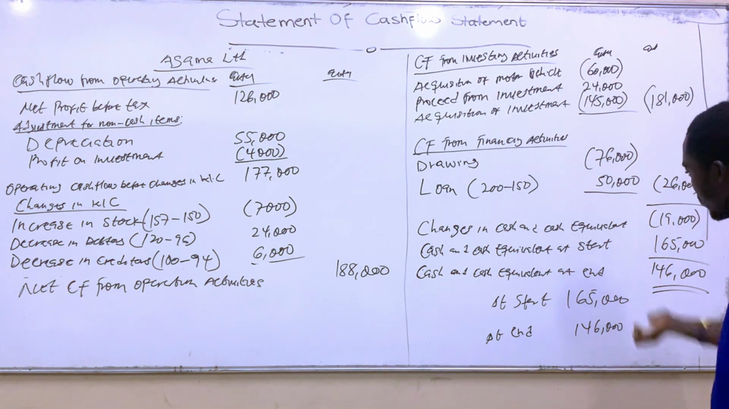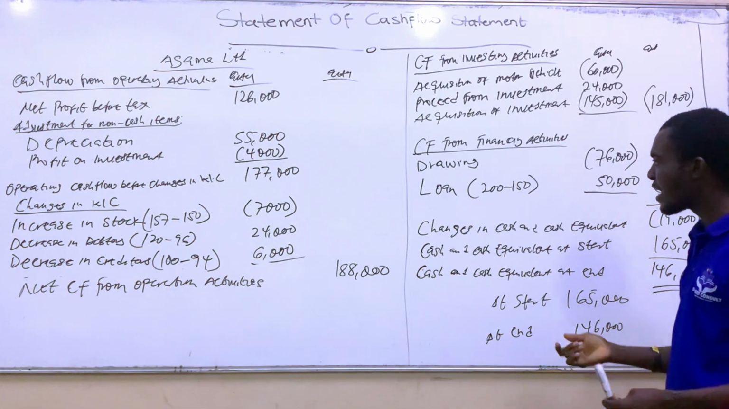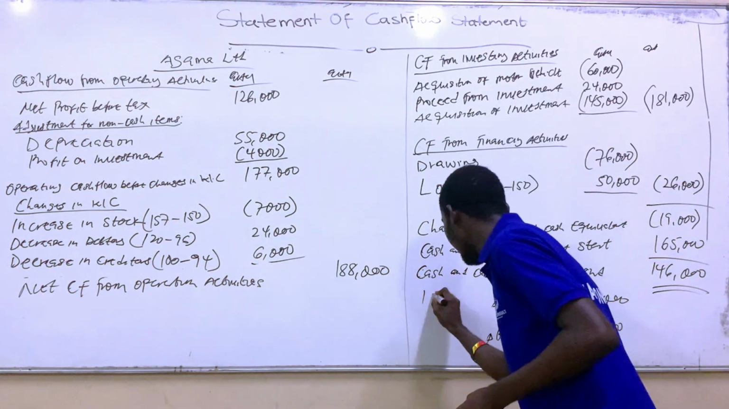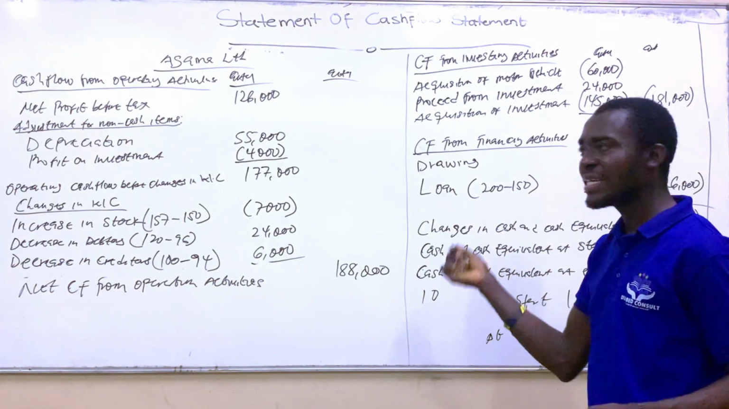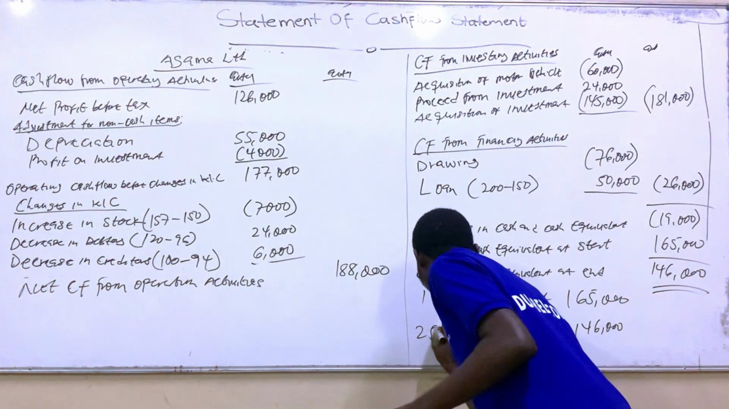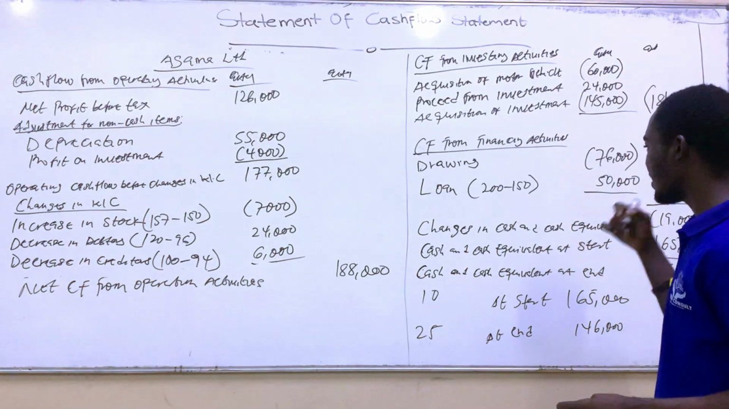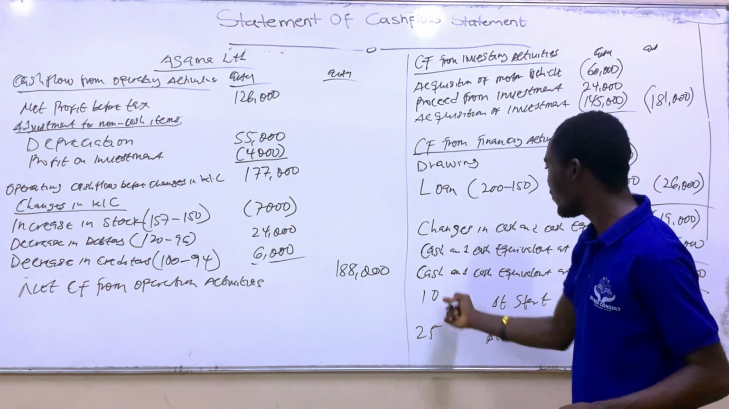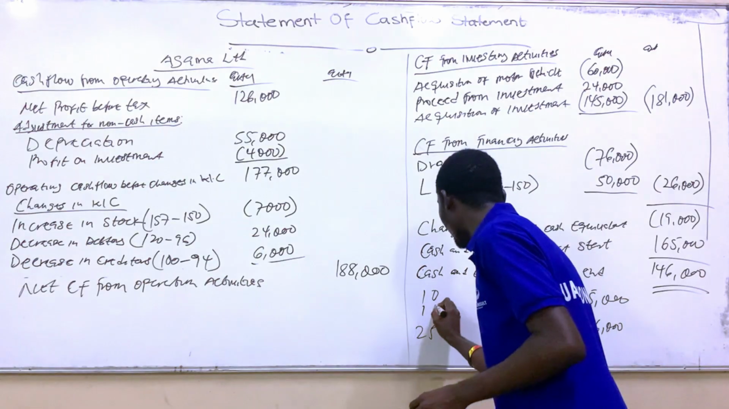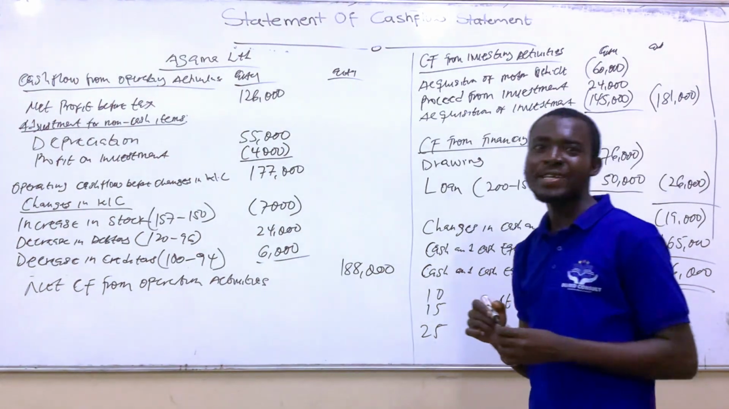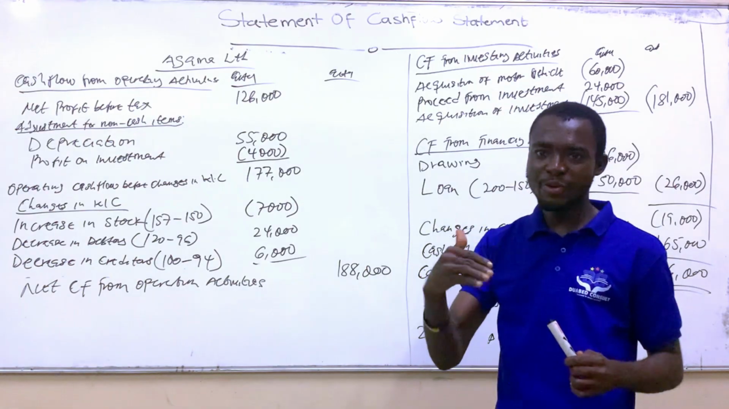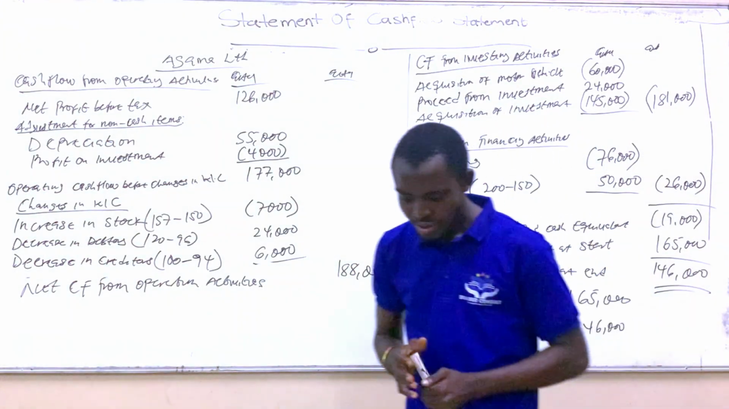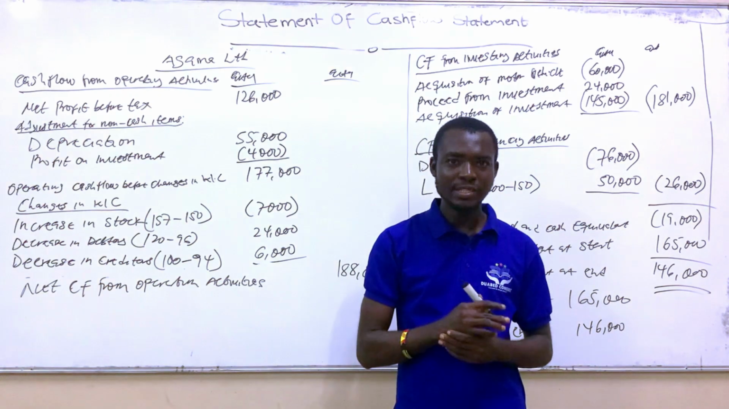But let's assume that at the beginning of the year, your cash and cash equivalents is 10, and at the end of the year, your cash and cash equivalents is 25. So the changes in cash and cash equivalents will be the difference between 25 and 10, which will be positive 15. So this is the easier way to calculate your changes in cash and cash equivalents. So we are done solving our first question.